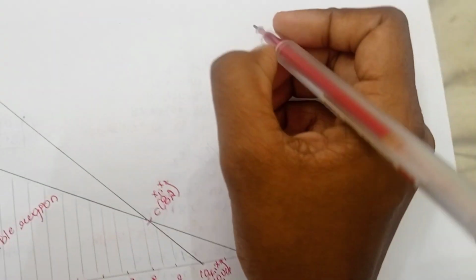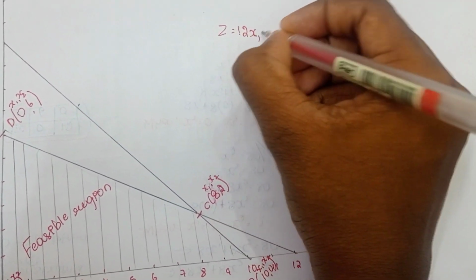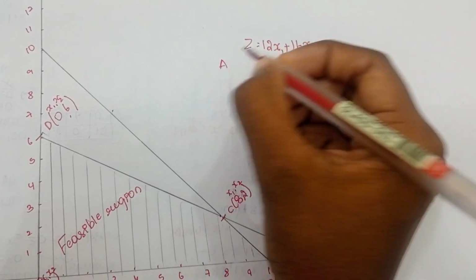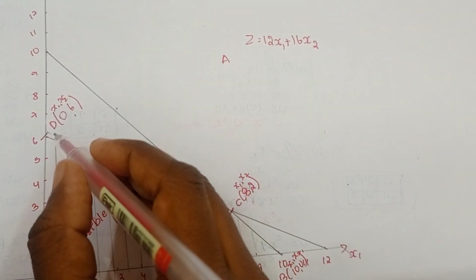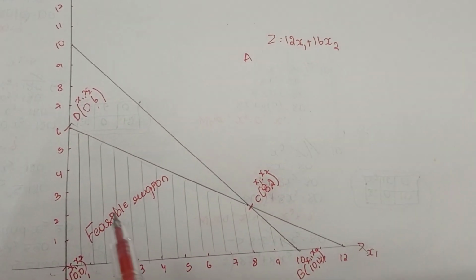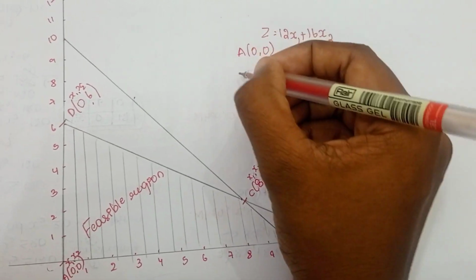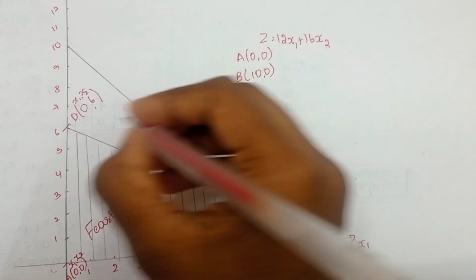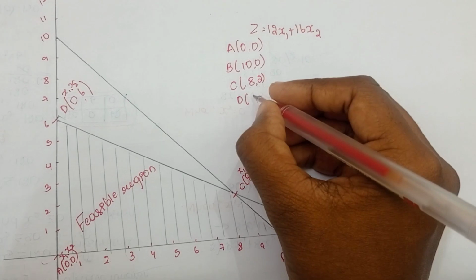Now we have to write the objective function, that is z equals 12x1 plus 16x2, and we have to write all the corners. The corners of the feasible region are A, B, C and D. We just have to consider the corners within the feasible region, not the corners outside it. So the A corner value is 0, 0, B is 10, 0, C is 8, 2 and D is 0, 6.